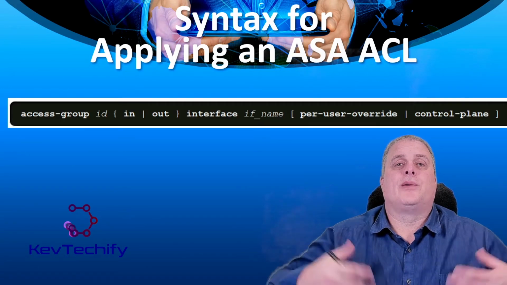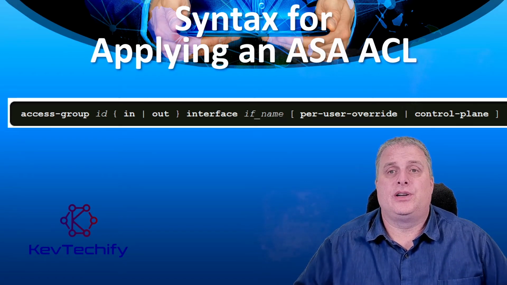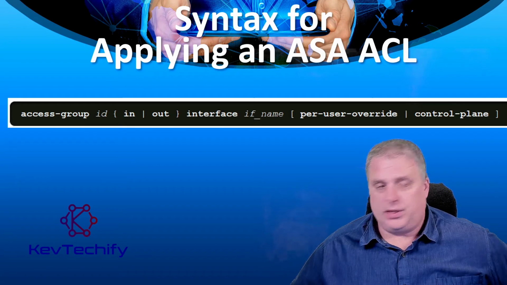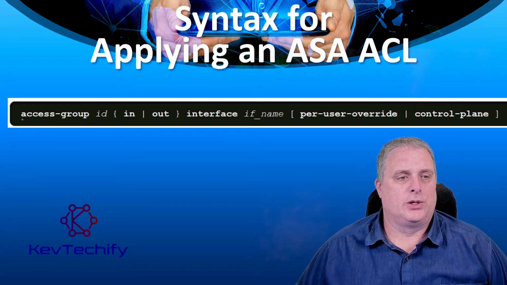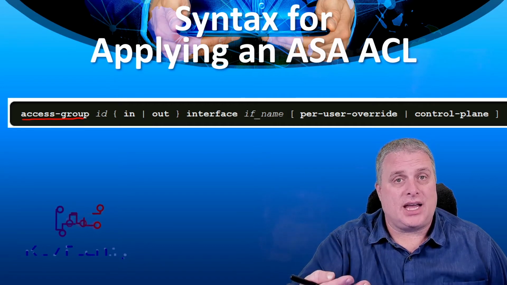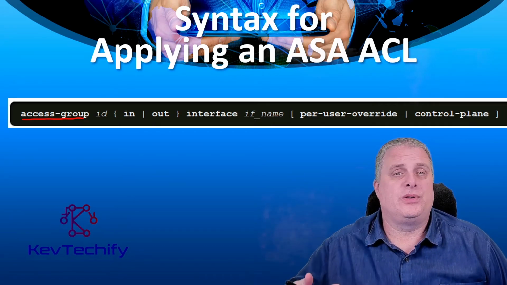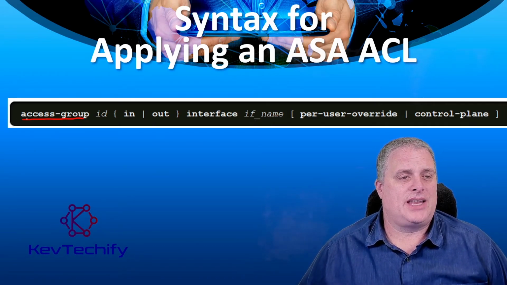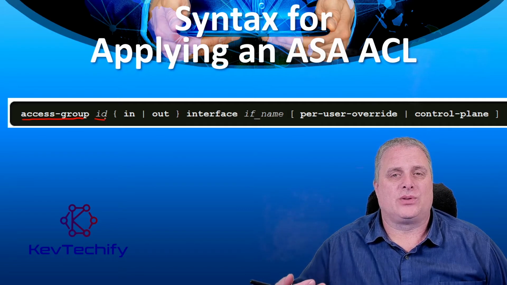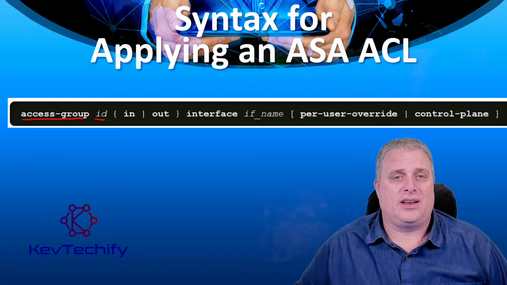Next, we'll talk about the command syntax and parameter description for applying the ACL to an interface. What we do here is we use the access-group command. We already have an established access control list and we're going to apply it to an interface. So we use access-group, then we put in the ID. This is the actual name of the access control list to be applied to that interface.